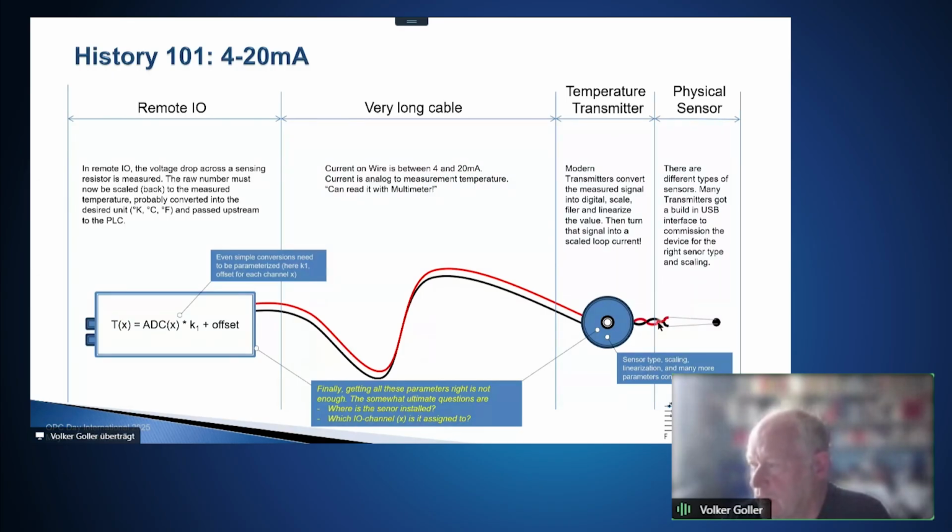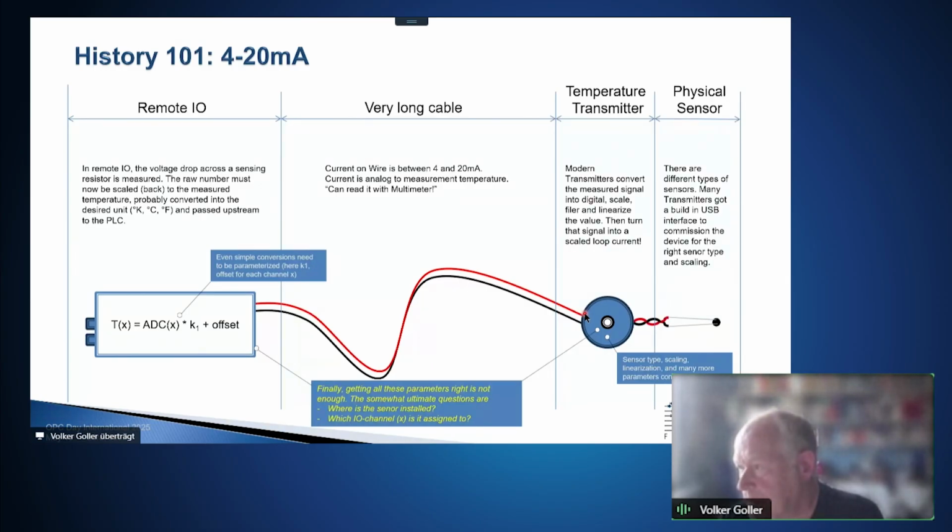Then you have close to it the so-called temperature transmitter or measurement transmitter, which basically knows how to read the temperature from that sensor. And that is now used to create an analog current on the connection. Why current? Current is very robust. You can easily control it, and you can make sure that current is not disturbed that much. So it is robust.